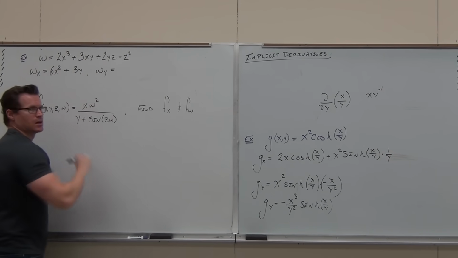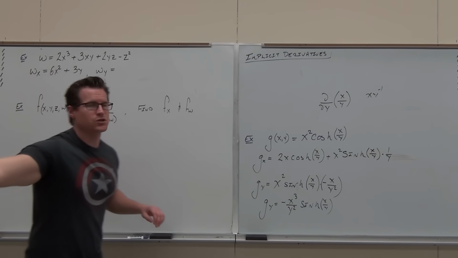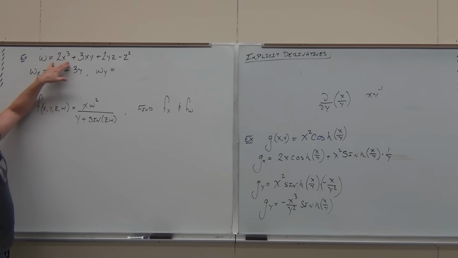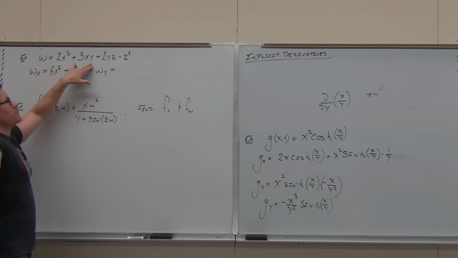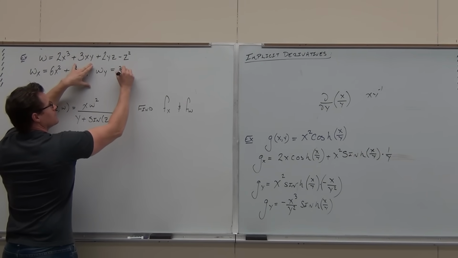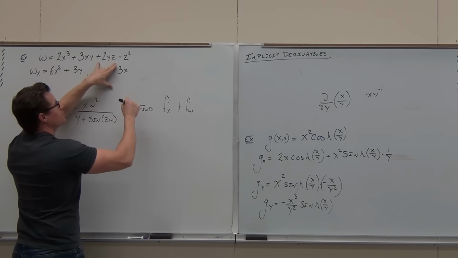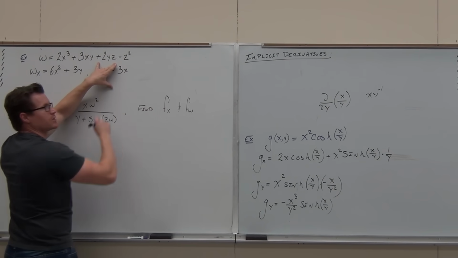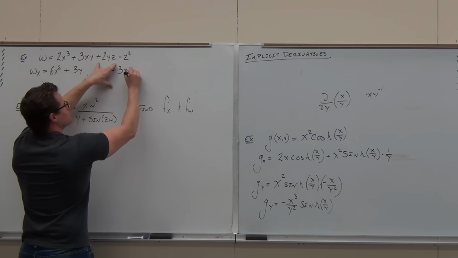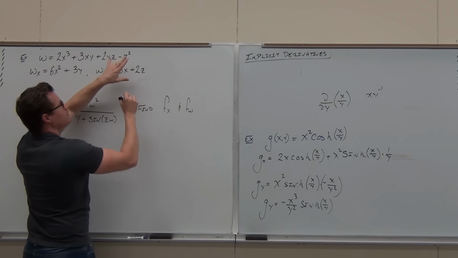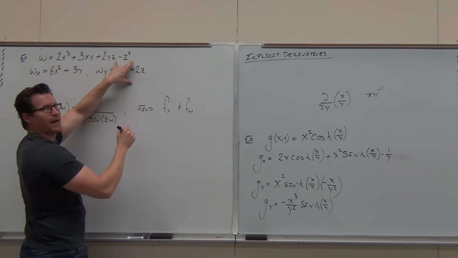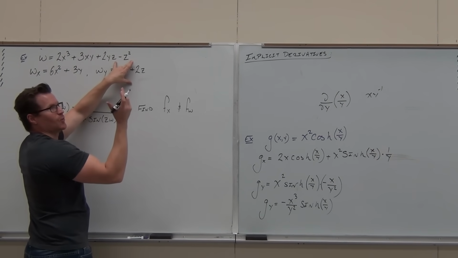How about partial of W with respect to Y? Let's start over here. First term. 0. Middle people. 3x. Right side people. Come on, don't leave me hanging. Everybody. 0. Why? Constant.